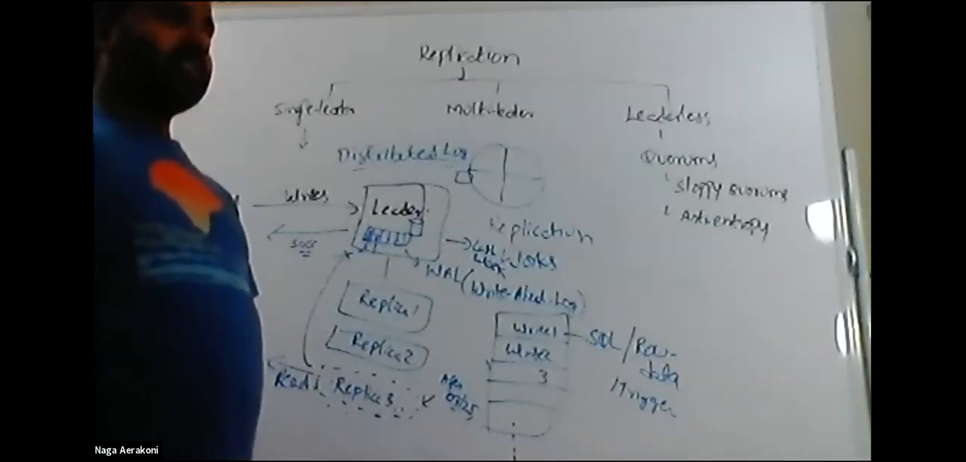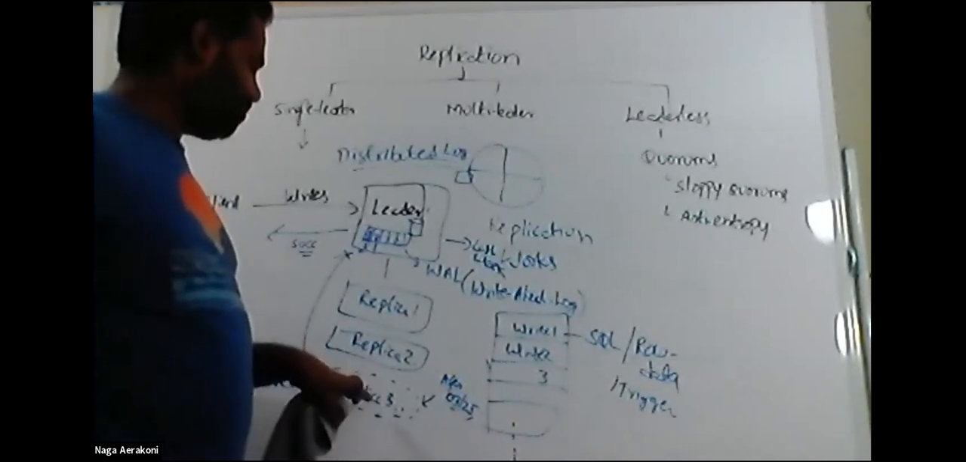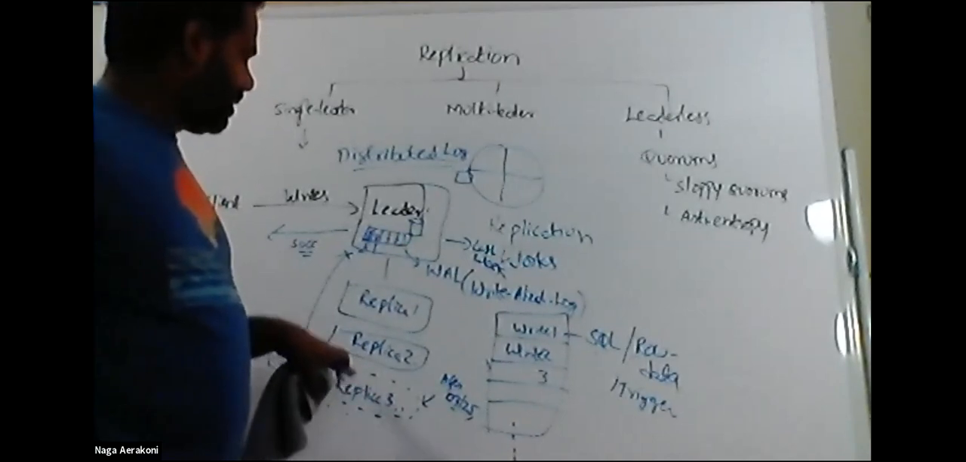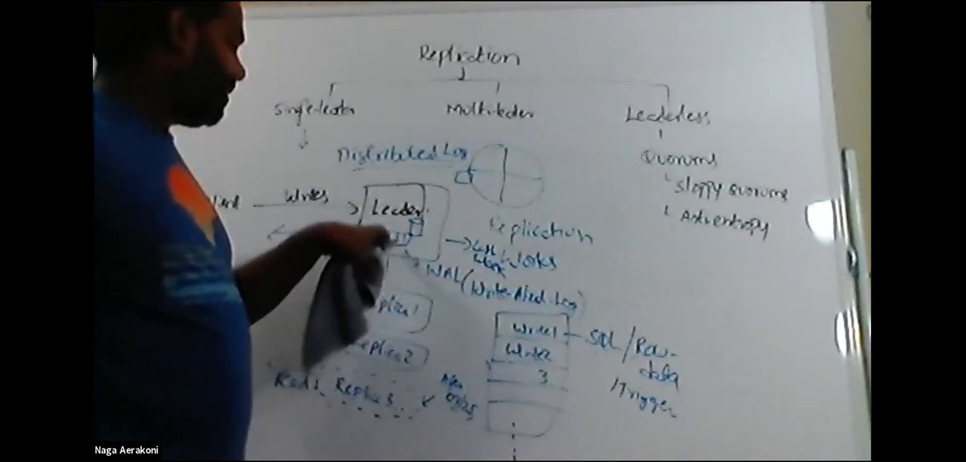So Naga, when we add the new replica, you mentioned that we have to actually take the snapshot and push that snapshot to the new replica. If we don't do that, what will be the impact if we directly add the replica? Yeah, if you don't do that, then it will be a big concern. Otherwise, what you have to do is get the data from the leader.